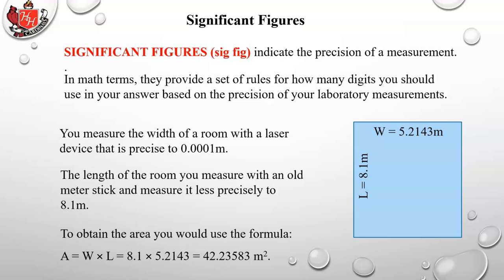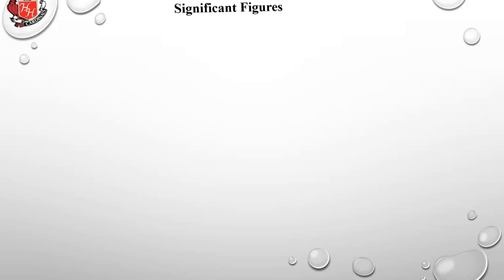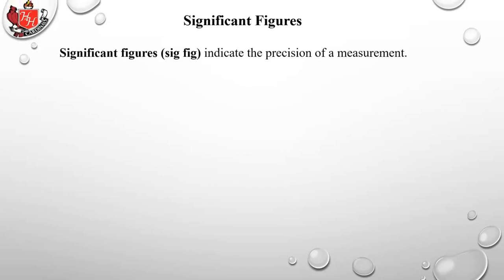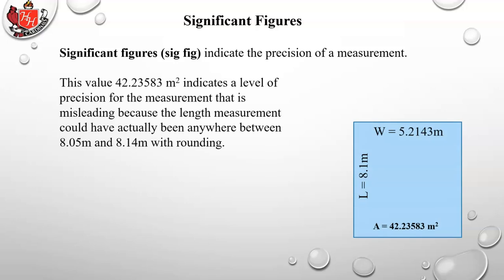To obtain the area, you would use the formula area equals width times length, 8.1 times 5.2143, and you get 42.23583 square meters. Significant figures indicate the precision of a measurement. So this value of 42.23583 indicates a level of precision for the measurement that is misleading, because the length measurement could have actually been anywhere between 8.05 and 8.14 with rounding. Either of those numbers would round to 8.1.